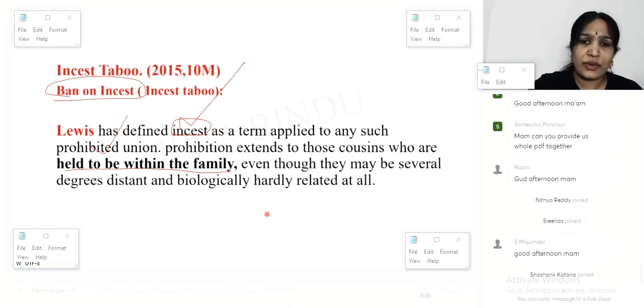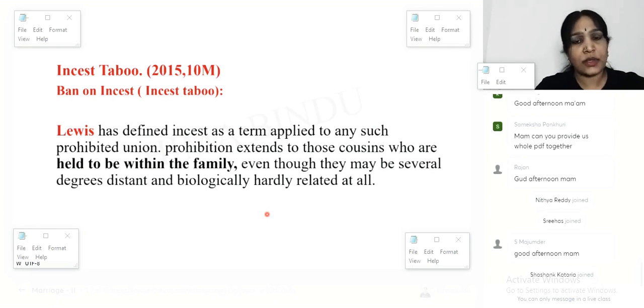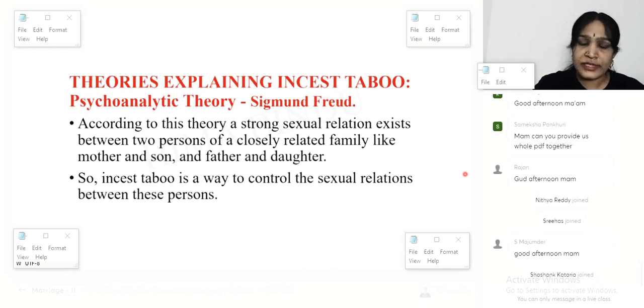If this is the question you have to write, I have given the model answer here. And one more thing: most of the notes that I give you will have almost direct answers for the questions. For example, if the incest taboo is the question, this is what you have to write. What more will you write? The definition of the incest taboo, then the theories explaining the incest taboo. Then write some conclusion which is suitable to you.